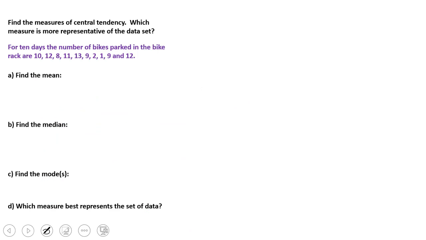Our next one says, for 10 days, the number of bikes that are parked in the bike rack at school are 10, 12, 8, 11, 13, 9, 2, 1, 9, and 12. So once again, you're going to add all those numbers up. 10 plus 12 plus 8 plus 11 plus 13 plus 9 plus 2 plus 1 plus 9 plus 12. When I add all that up, I get 85.